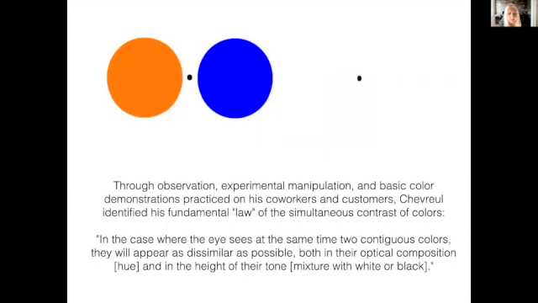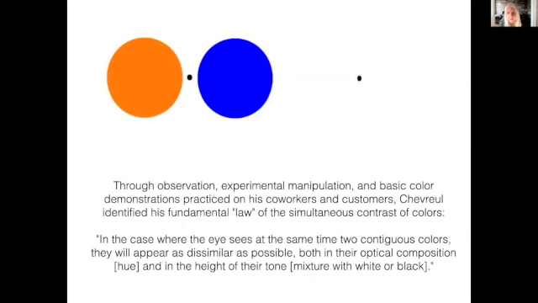Through observation and experimentation and manipulation, basic color demonstrations practiced on his co-workers and customers, Chevreul identified his fundamental law of what he calls simultaneous contrast of color. In the case where the eye sees at the same time two contiguous colors, they will appear dissimilar, both in their optical composition, in other words their hue, and in the height of their tone, so that difference between white and black.